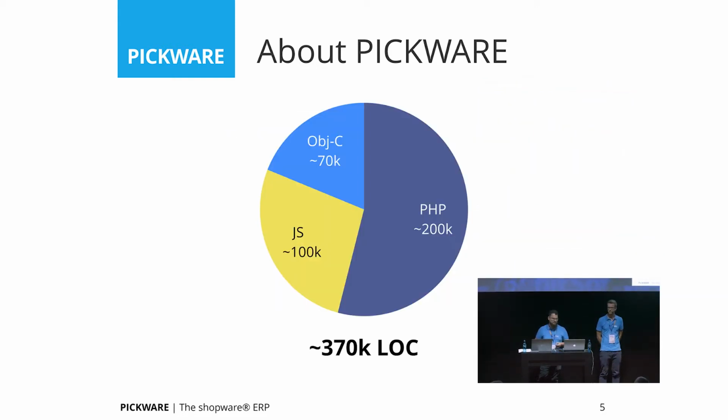So this is a lot of code. It's 370,000 lines of code in total. 200,000 of which is PHP, and then there's about 100,000 of JavaScript and 70k lines of code in Objective-C. So in order to cope with maintaining all that code, we had to develop some methods and techniques, and this is basically what this talk is about. All right, so, as I said on the first slide, we found there are some limitations when you develop for Shopware. And we want to highlight a few of those.